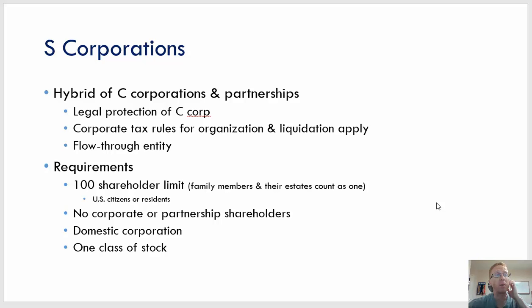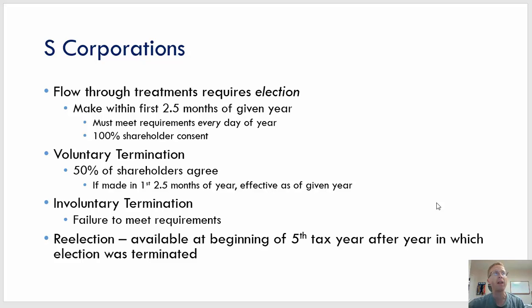It's a domestic corp, it's got to be domestic, and only could have one class of stock, and that's really critical. You can't have preferred stock, you can't treat people differently with the stock. Everything's got to be equal. If somebody that owns equity is treated differently than someone else, that sure looks like preferred stock and you have a problem.